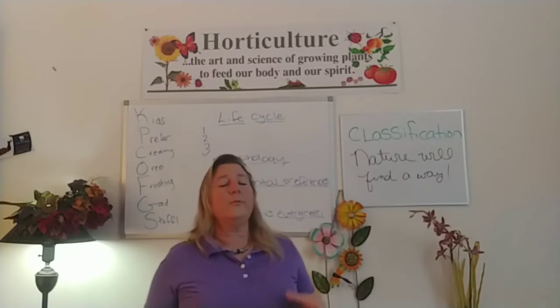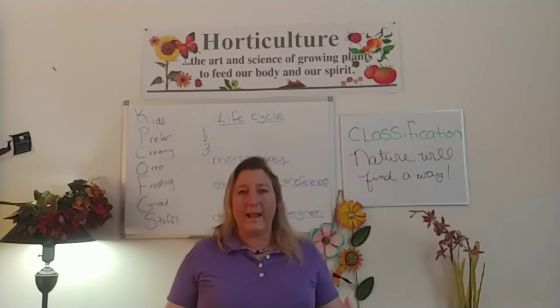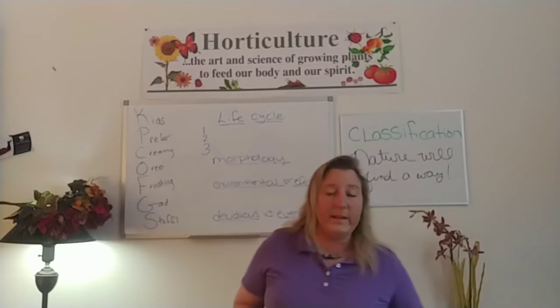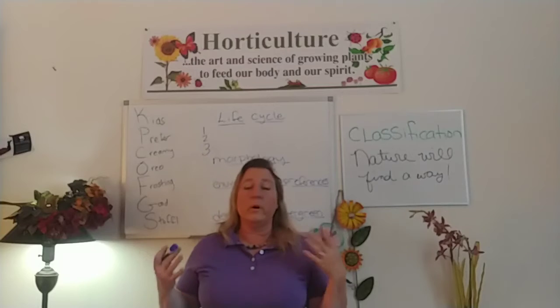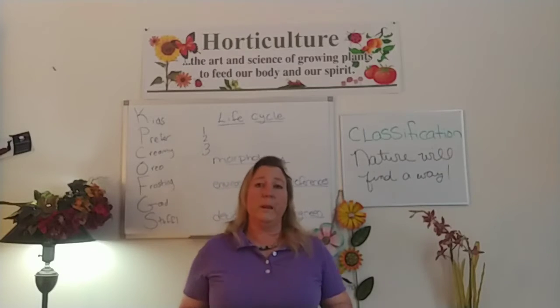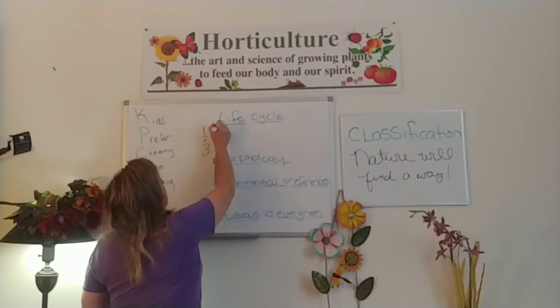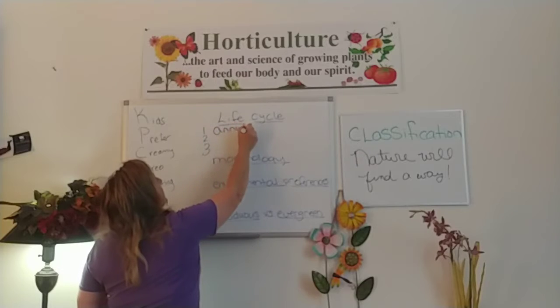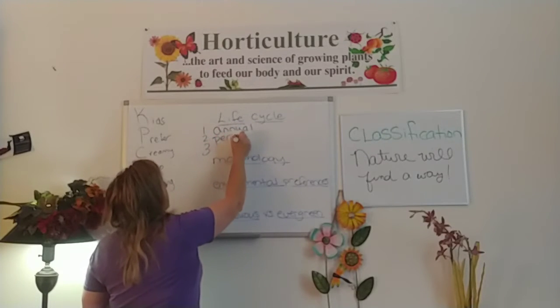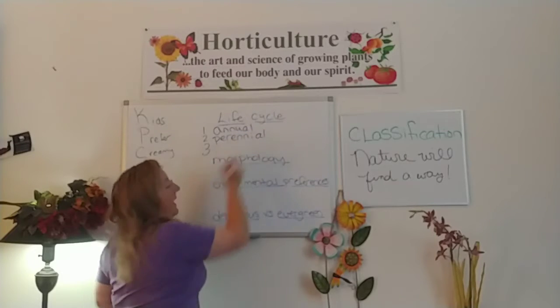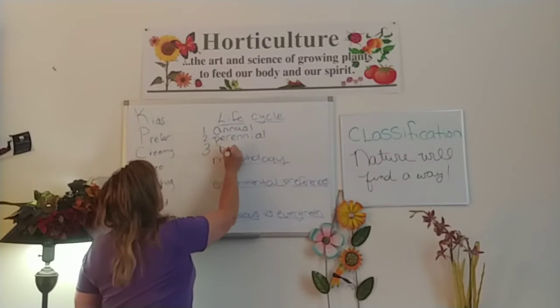So first off, what are a few ways that we can classify plants? First of all, we can classify plants according to their life cycle. So what are the three main life cycles of plants? Annual, perennial, and biennial.